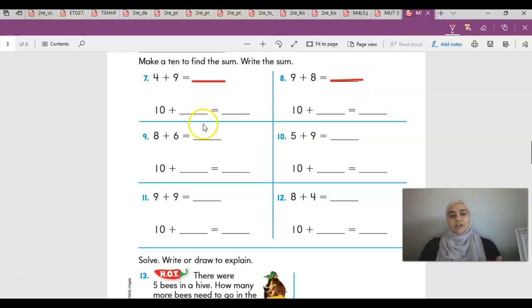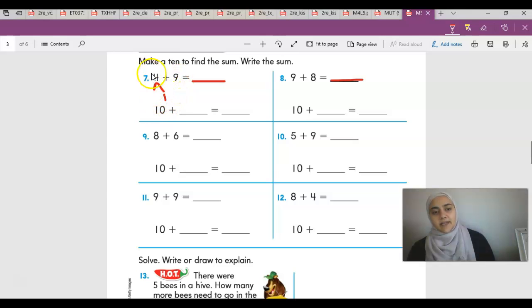And then I want you to try to do it the way the Go Math book is showing you by making a 10. So I'll do a few more here, okay? So here, 9 plus what is 10? It says the problem is 4 plus 9. But we're trying to make a 10. Why did I use 9 and not 4? Because 9 is the bigger number. 9 plus 1 is 10. So I'm going to break this apart, and I'm going to write 1 here, because 9 plus 1 is 10.